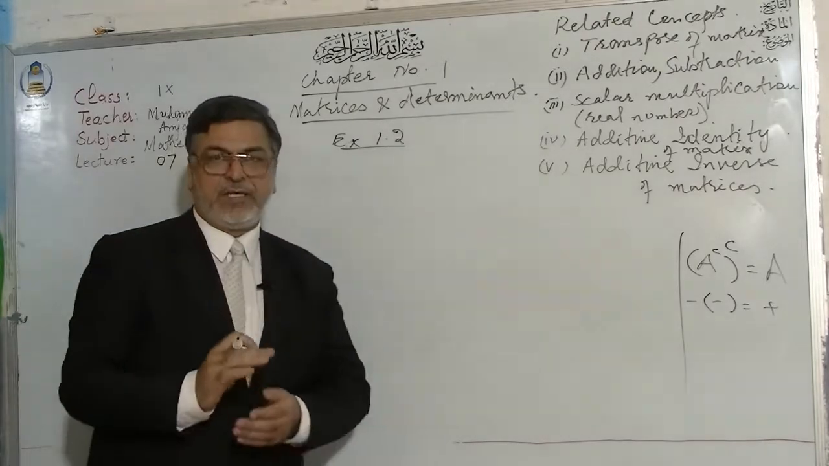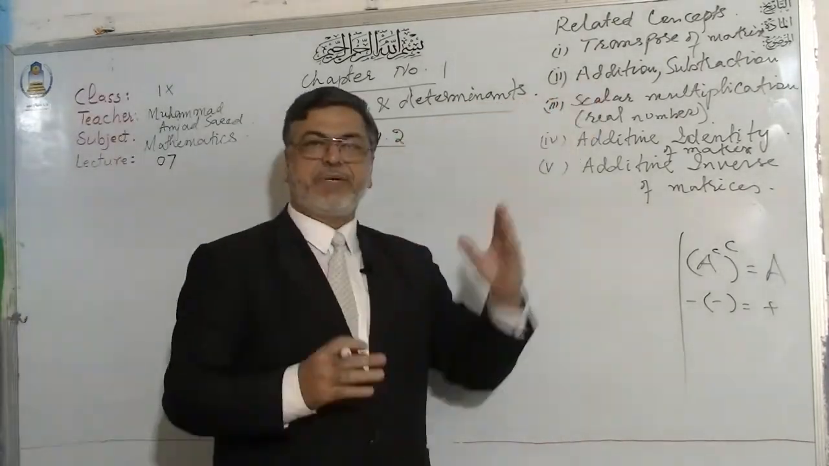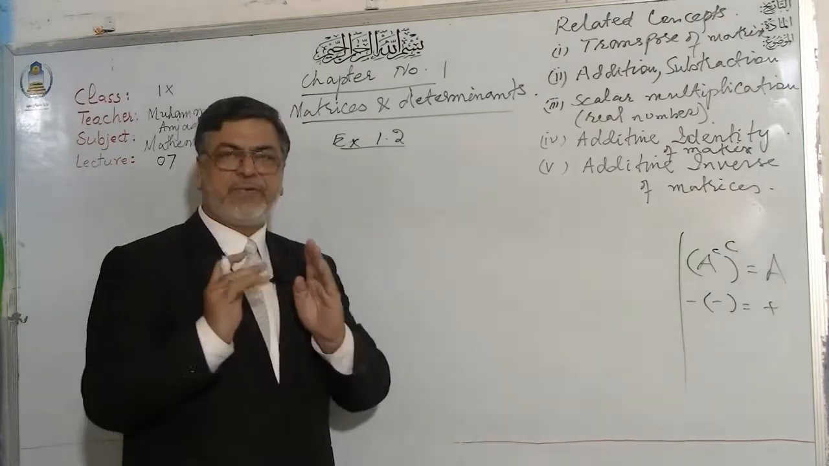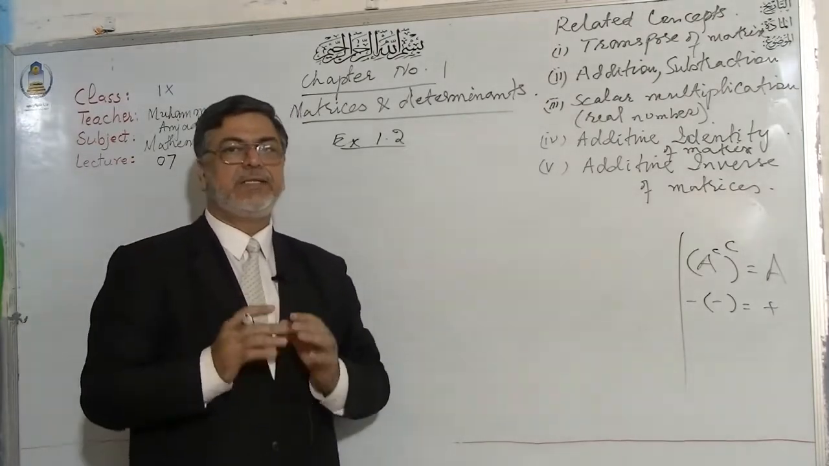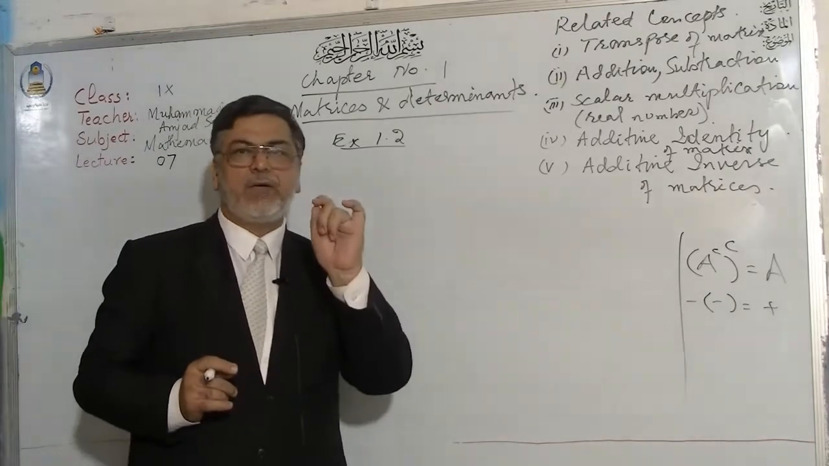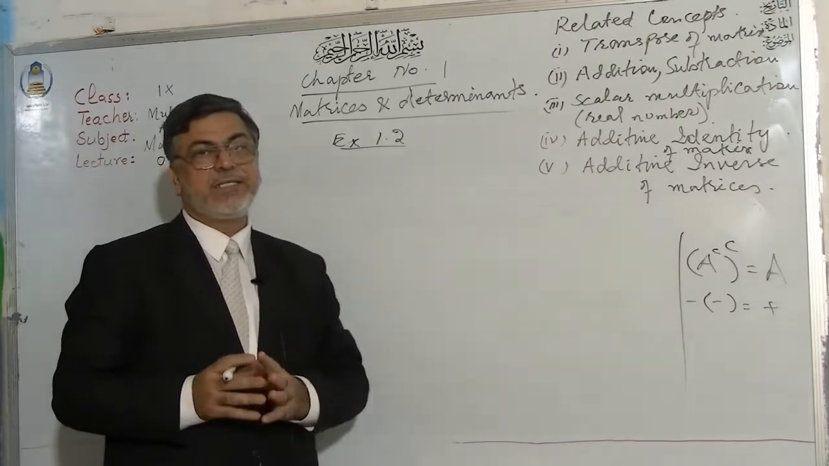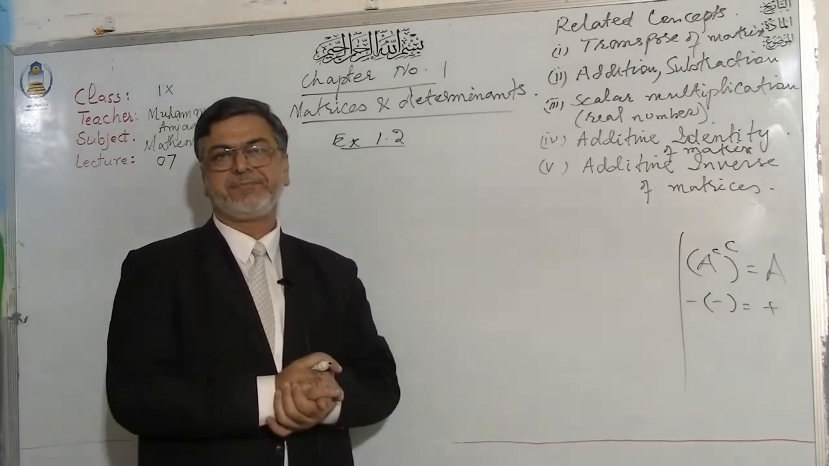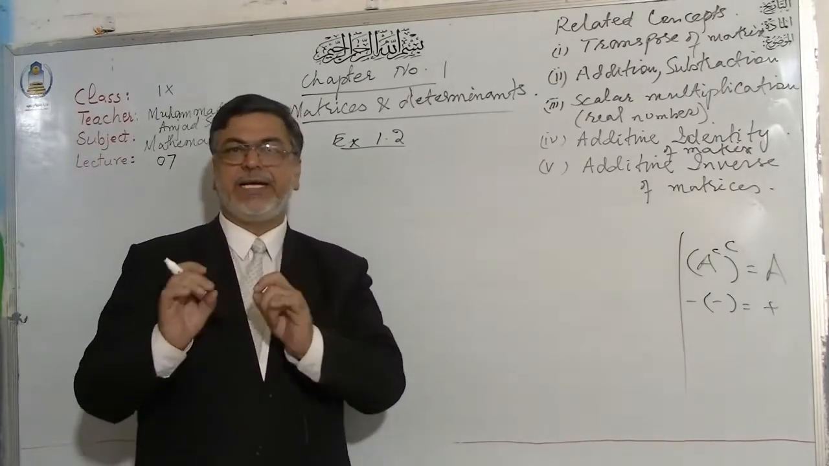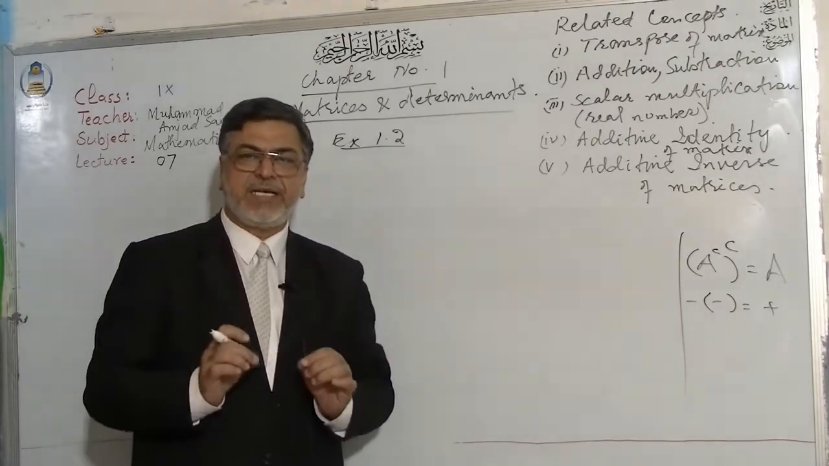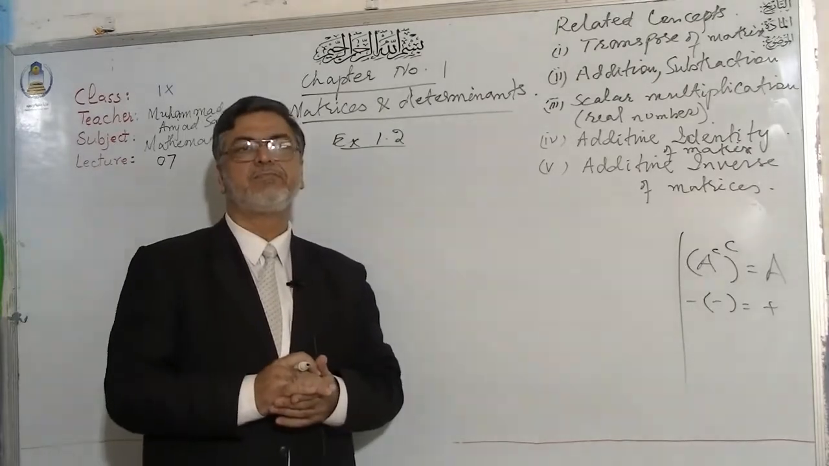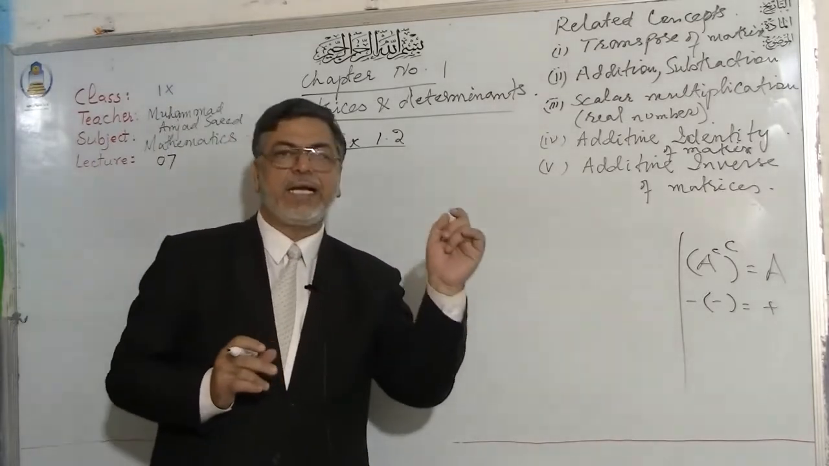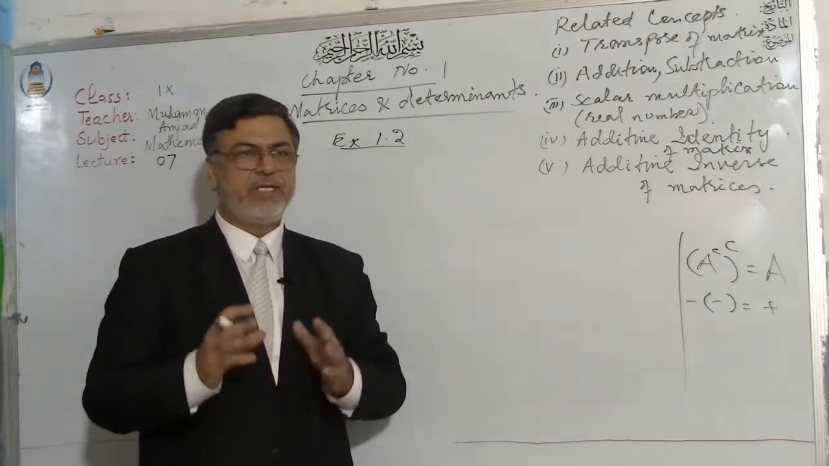After that, before we start our next exercise, we have addition and subtraction of matrices. Dear students, in case of addition and subtraction of matrices, there is only one condition, that the matrices must have same order. I'm repeating, for addition and subtraction, the matrices must have same order. Then you can easily add or subtract by adding corresponding elements. Then you will find the answer.